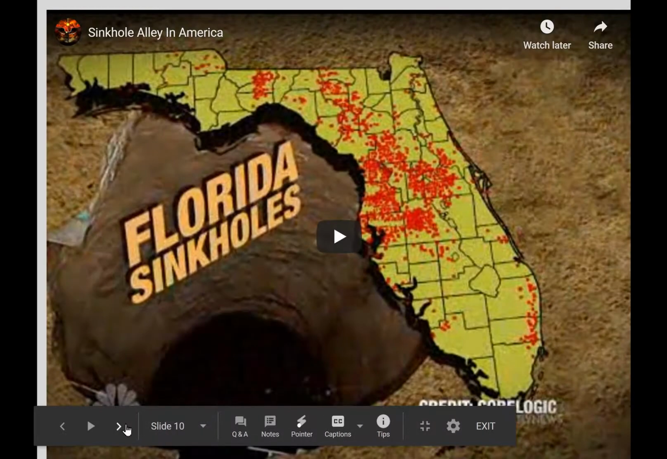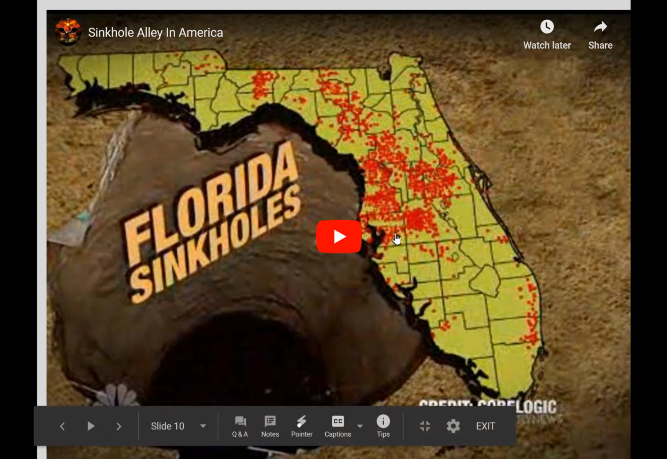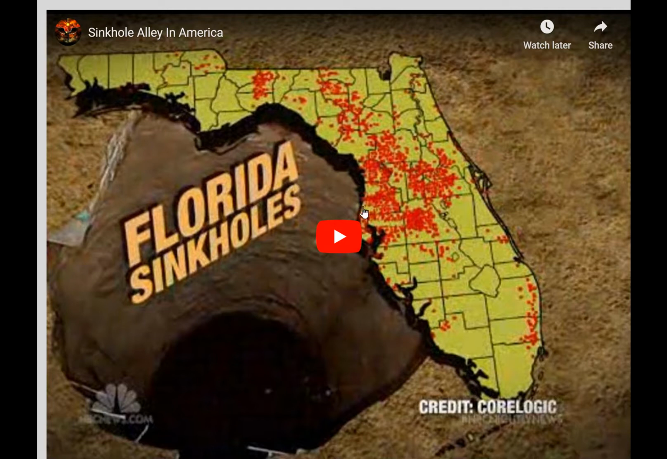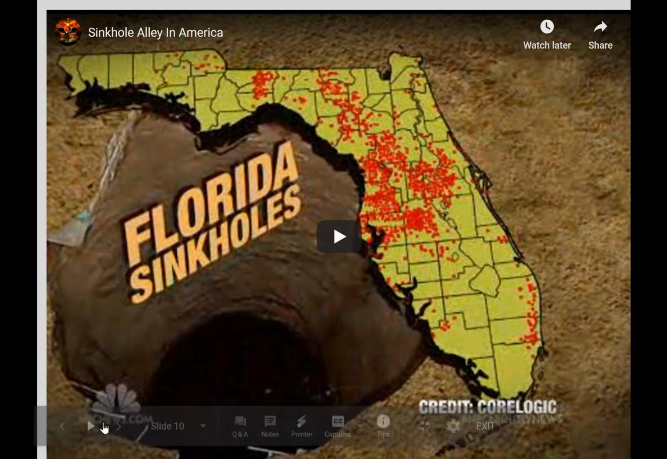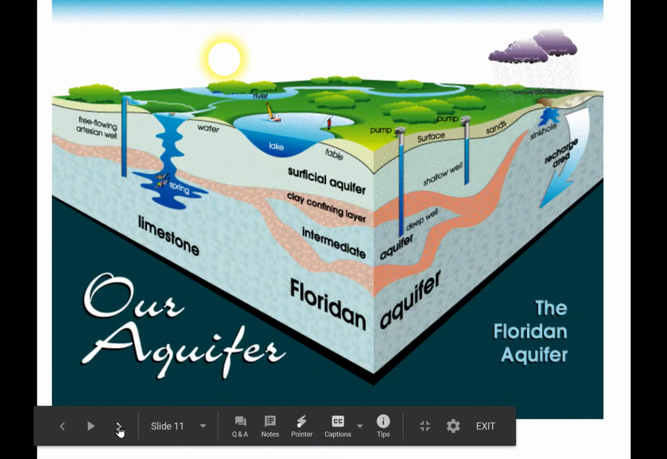Now, we talked about Florida sinkholes, that we said that probably the number one spot for Florida sinkholes is in this area right around Orlando. Yes, I see St. Pete and I see Tampa, right? But the most damage, the greatest frequency, is in the Orlando area currently. So here in South Florida, we seem to be okay.